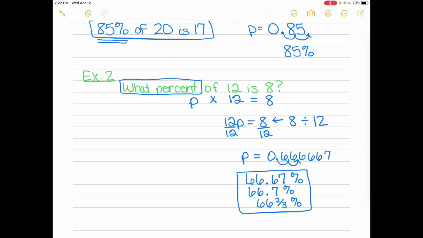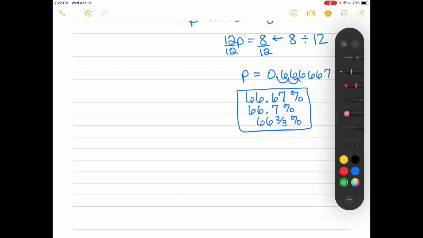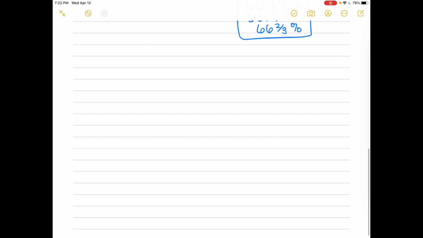Okay, now on to example 3. And actually we're going to do 3 together, and then I'm going to give you a last one on your own. Because example 3 is a little bit different and I don't want you to get confused, because I did not show you one like this. Okay, so example 3.